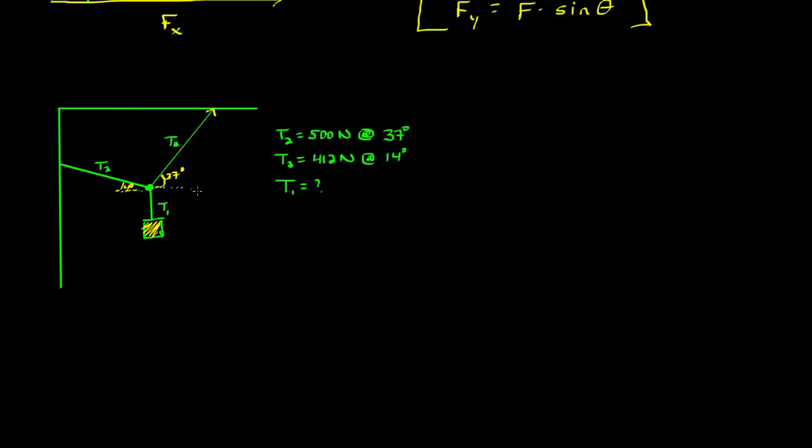Those are off the horizontal. And what I want to know is what's the tension pulling down. Okay, so the first thing to do is we need to define our coordinate system. So we'll just keep it standard, y and x. What I really need is to break this up into components. I need tension 2 in the x direction, and then I need tension 2 in the y direction.